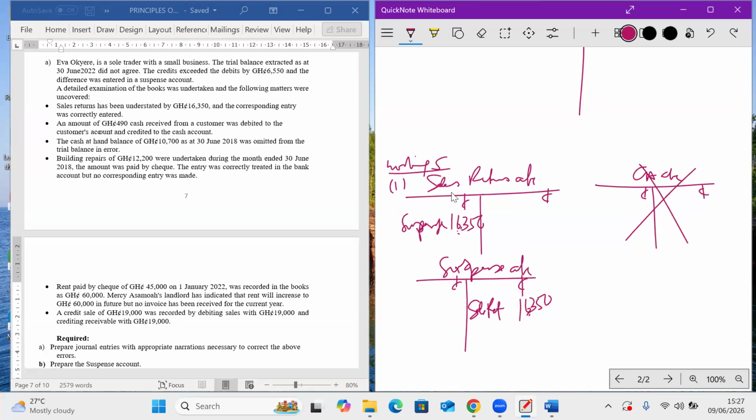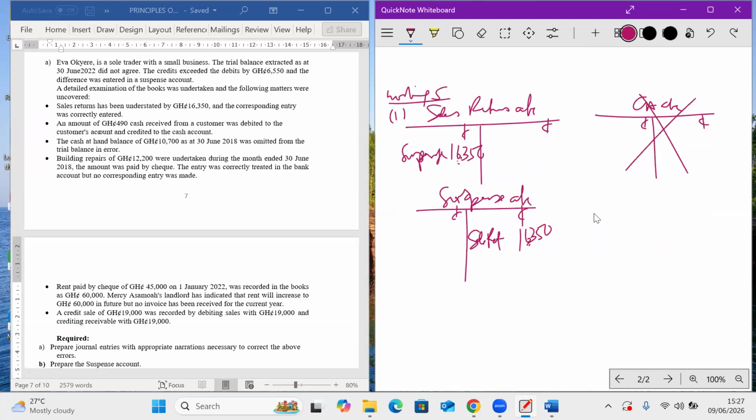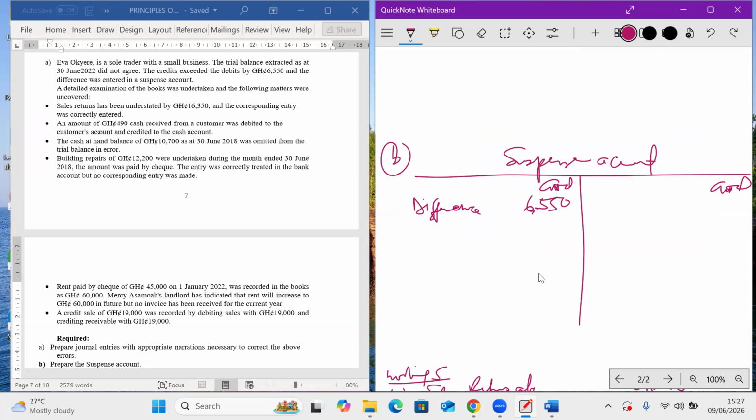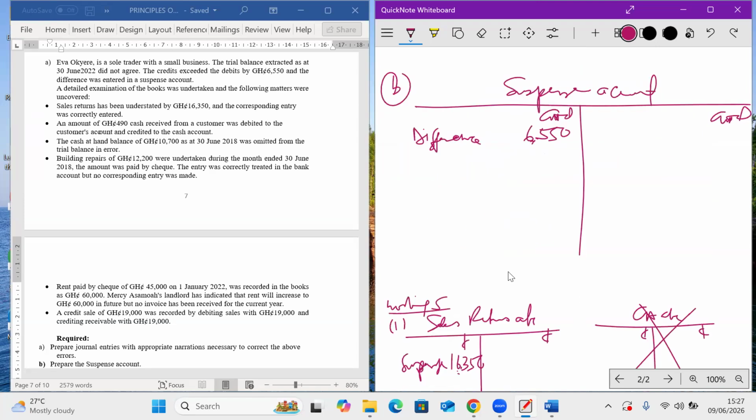So this suspense is a mini account suspense. Let me go to the mother account suspense. On which side of the suspense account was the entry made, debit or credit? Credit. So I come to suspense account, credit side. I write sales returns account. How much was it? 16,350.